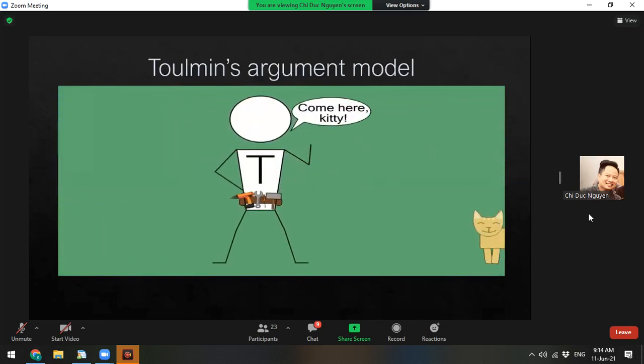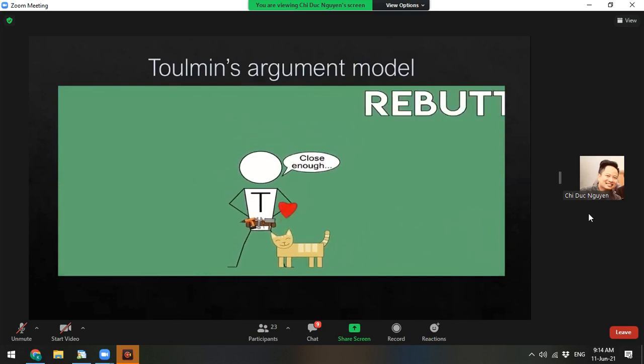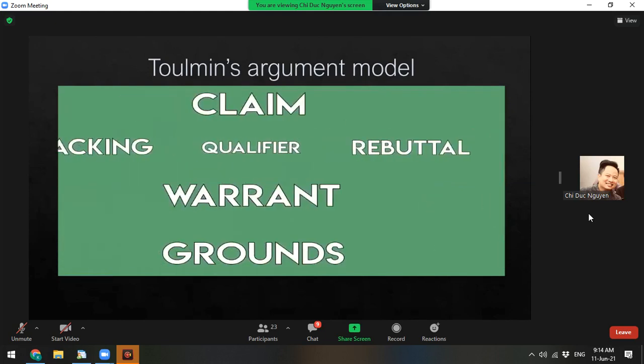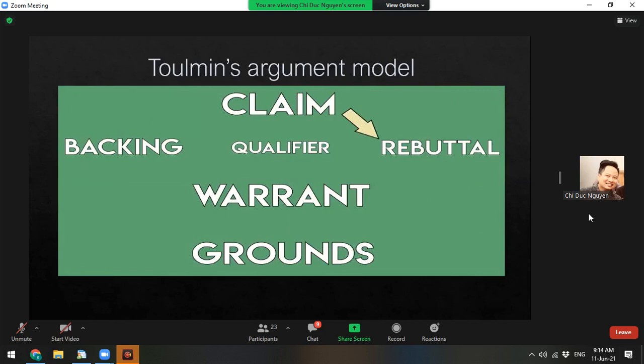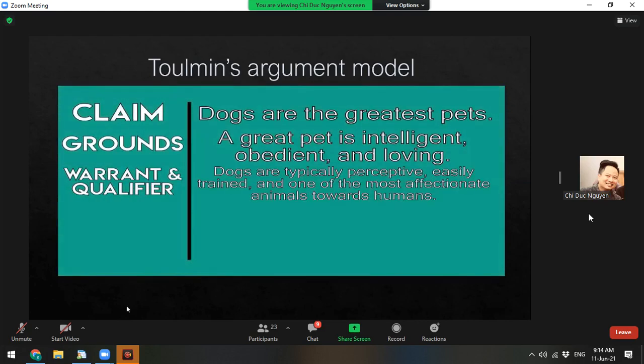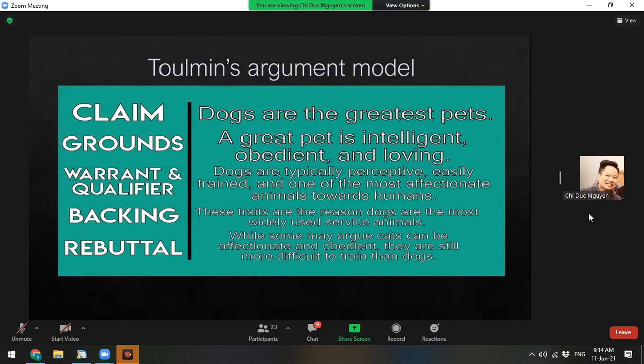For example, while some may argue cats can also be affectionate and obedient, they are still more difficult to train than dogs. Now we have acknowledged that dogs are not the only animals that can be good pets without contradicting our earlier claim that dogs are the greatest pets. As you can see, we have now constructed a strong, unbiased, and complete argument that would make even the most adamant reader agree.